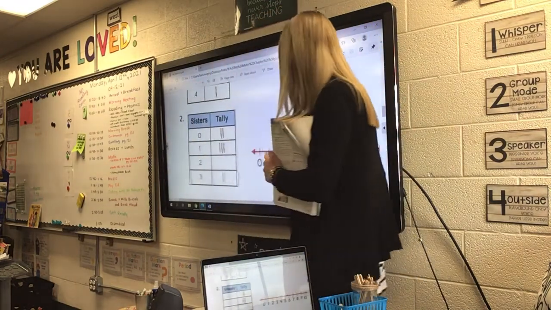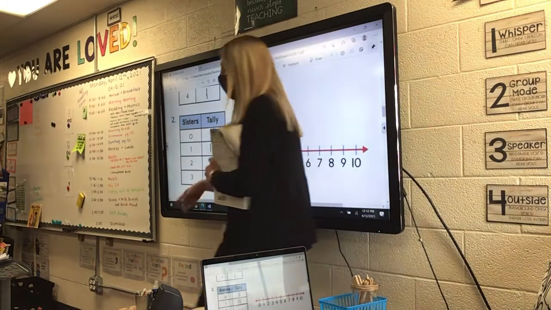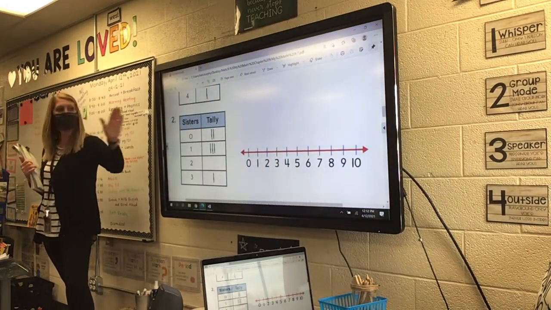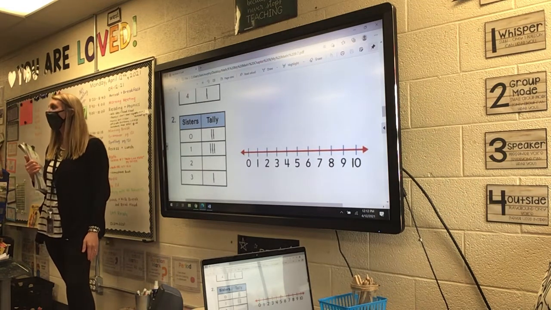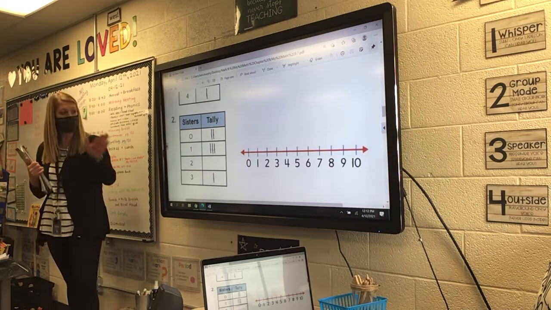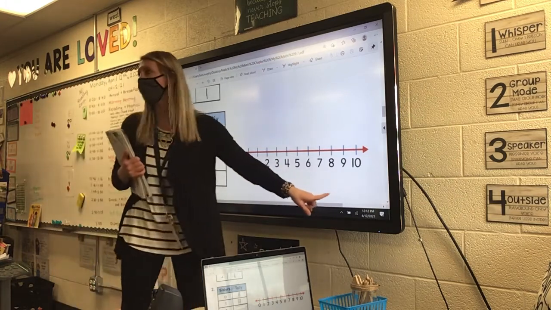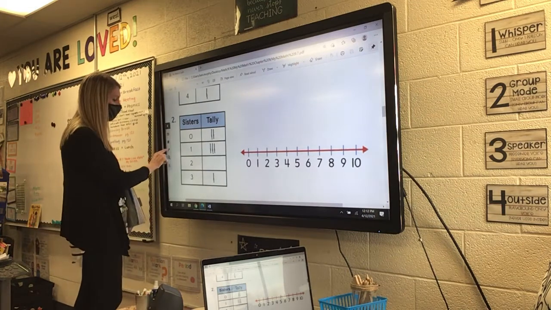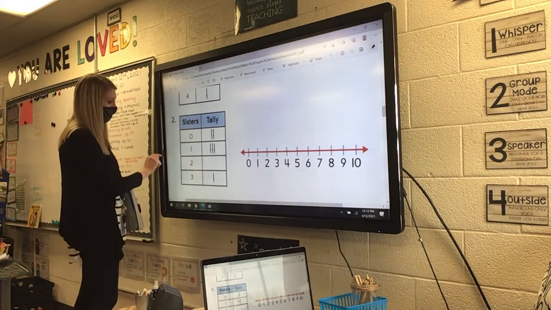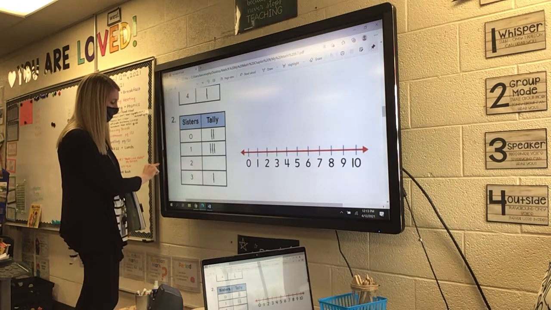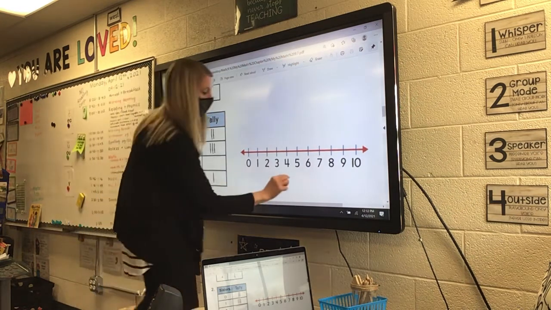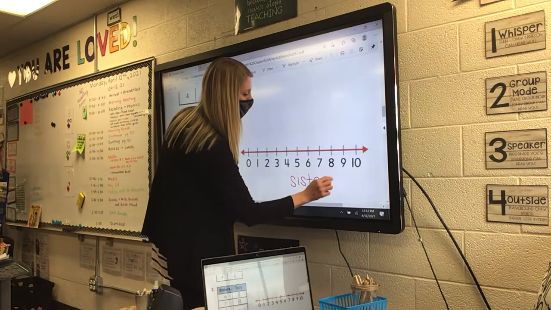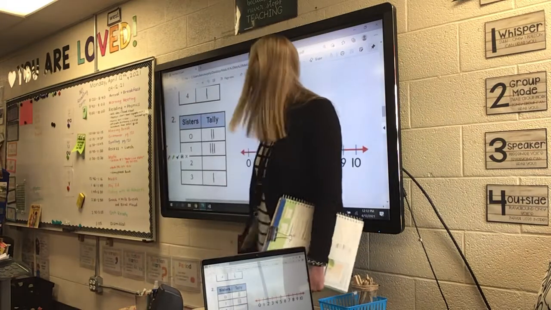This one, if we look at our chart over here, is all about sisters. This is how many sisters people have. Not brothers, but just sisters. So down below here, what do you think we need to label this? Sisters. All right, so with your pencil, write sisters. I have 0 sisters. All right, we're just talking about sisters.